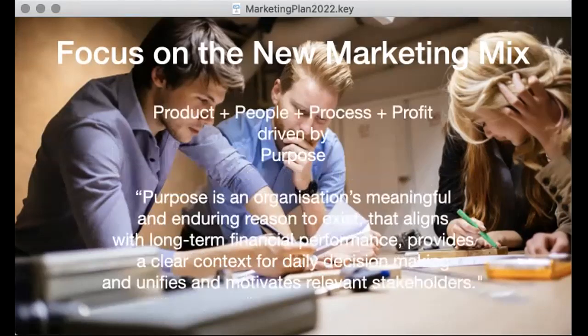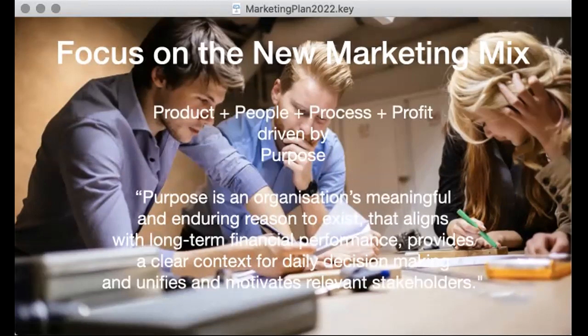Okay, so I'm going to help you to think this through a little bit more. So if we're looking at value for all of our stakeholders, okay, this is anybody who touches our organization. And this new marketing mix focuses on 4 elements, 4 Ps. It's always been Ps. Product, place, price, promotion was the old one. But we're now talking about product, people, process, and profit. And I'm going to go into each of those 4 in a little while.